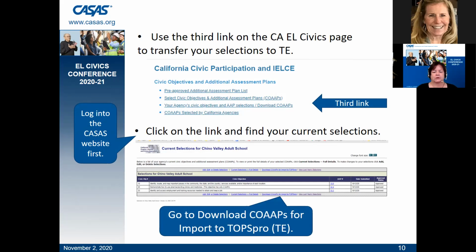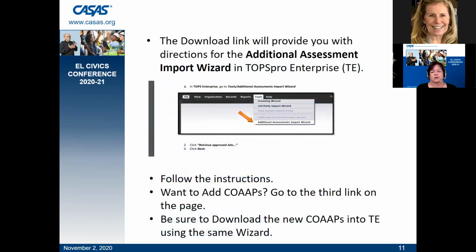Okay, the next thing to do is to download the CoApps and import them into TE. If you click on that link there, it will take you to how to do that with TE. When you're in TE, you'll be going to your additional assessment import wizard. Another big name, sorry, additional assessment import wizard. So it's one of the wizards. You'll follow the instructions that were given there. And if you ever want to add more CoApps, you can do the same thing again. Just go to the wizard.